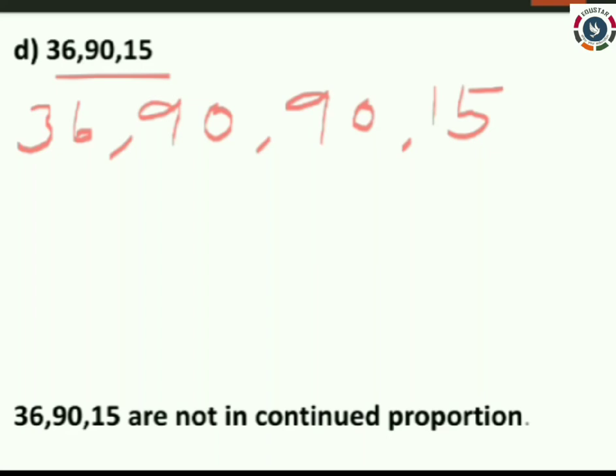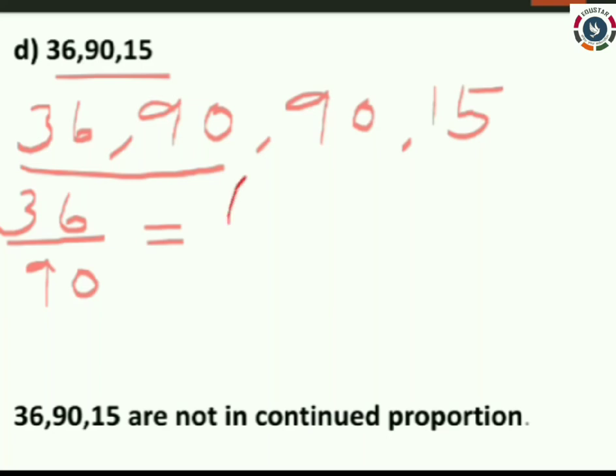Now I am going to use the division method. For the division method, first you should write as a fraction, right? So 36 and 90. How will you write the fraction? 36 divided by 90, right? 36 and 90 are both divisible by 6. You will get the answer as 6 by 15. Again 6 and 15 are divisible by 3. You will get the answer as 2 by 5.